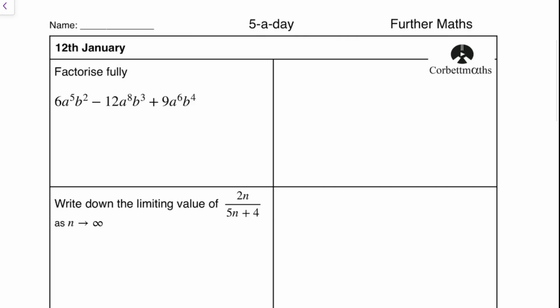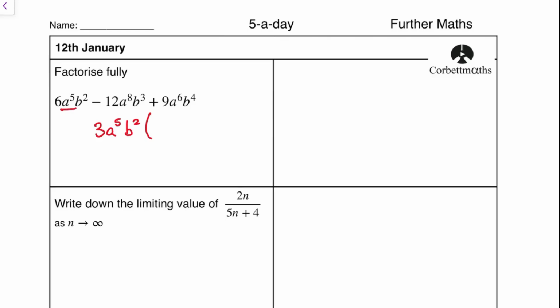So I would note the coefficients before the terms are 6, 12 and 9. They all divide by 3, so I'm going to take a 3 to the outside. I've got a^5, a^8 and a^6, so the lowest power there is a^5. I've got b^2, b^3 and b^4, so the lowest is b squared, and that's what I'm going to factorise to the outside.